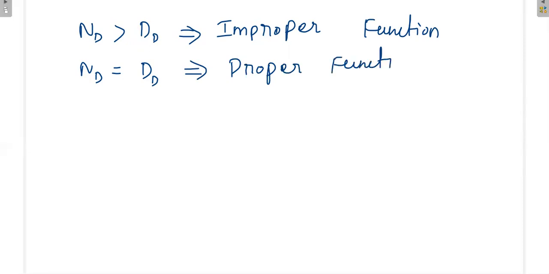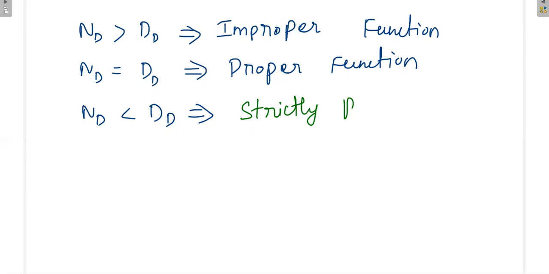In some cases, the degree of the numerator will be less than the degree of the denominator, then that function is called a strictly proper function. For a practical system, mostly we'll be getting this third condition when you write a transfer function. In general, it will be a strictly proper function.